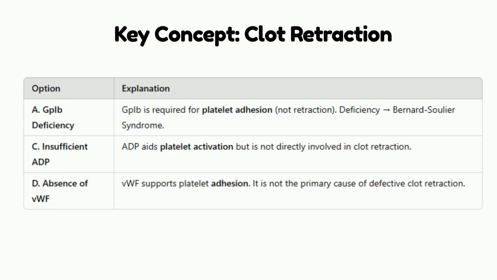Summary. Defective clot retraction is most commonly caused by a lack of the platelet receptor 2B3A for fibrinogen. This receptor is essential for platelet aggregation and the subsequent retraction of the clot.